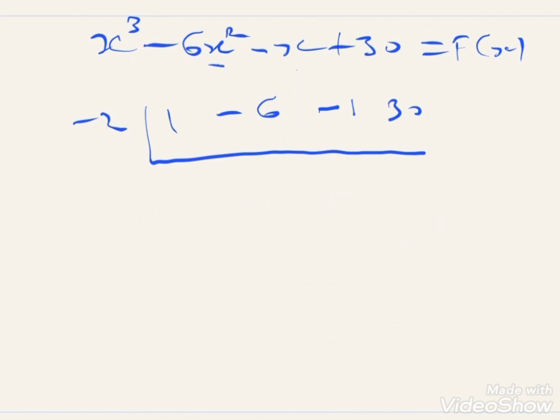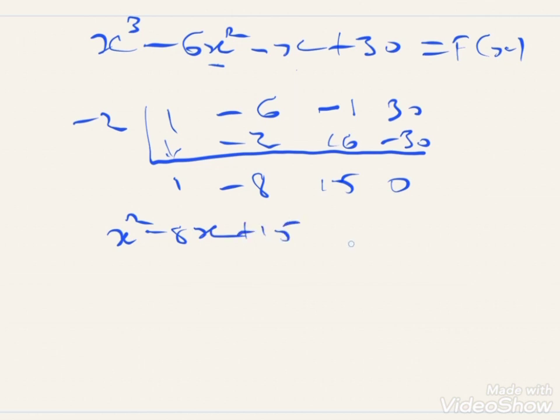So now, having written this, bringing down 1, multiplying, I will have minus 2, summing down, I will have minus 8, multiplying, I will have 16. Summing down, minus 1 plus 16 is 15. Multiplying minus 2 and 15, I will have minus 30. 30 plus minus 30 is now 0. Then I will have x squared minus 8x plus 15, then plus 0 over x plus 2. So we have a 0 remainder here.